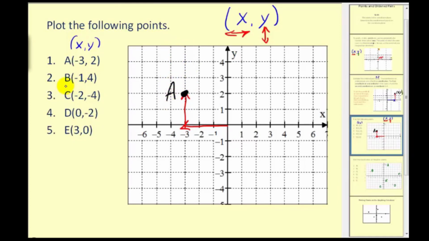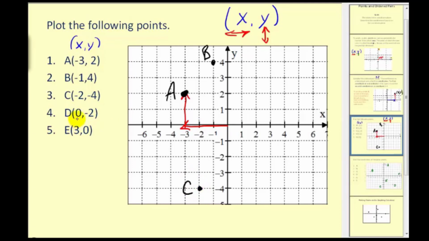The next point, point B, has an x-coordinate of negative 1, so we go left 1, and then the y-coordinate is positive 4, so we go up 4 units. So left 1 unit, up 4 units to point B. Point C, x-coordinate is negative 2, so we go left 2 units, and the y-coordinate is negative 4 now, so we go down 4 units to point C.